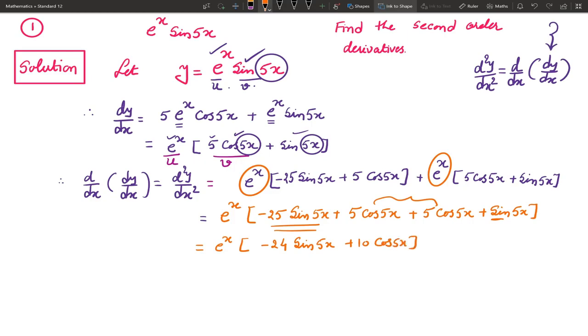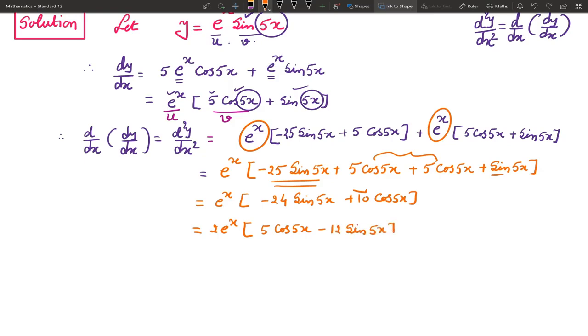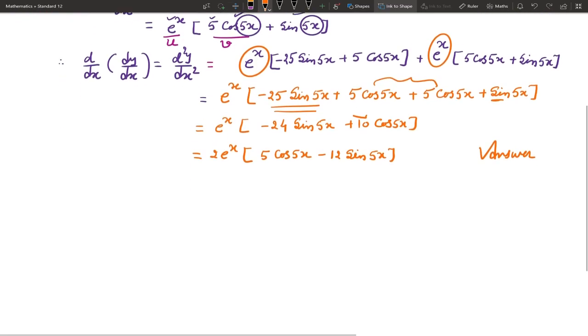We take 2 common. So this is 2 into e raised to x. We have taken 2 common, and we write the first positive term: so 5 cos 5x minus 12 sine 5x. So this is the second order derivative d2y by dx2.